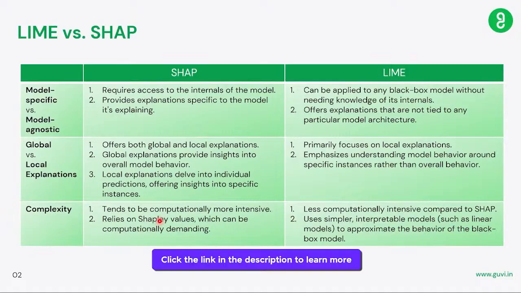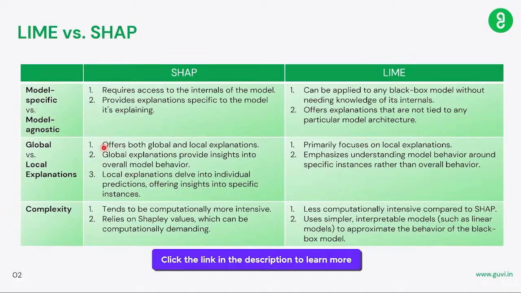SHAP explanations are tailored to a specific model, which can require access to its internal structure. This allows SHAP to provide insights directly relevant to the model's decision making process. What happens for LIME? LIME, on the contrary, does not rely on the internals of the models being explained. It operates independently of the model's architecture, making it applicable to any black box model. So, this model agnostic nature of LIME makes it more versatile and widely applicable across different machine learning models.